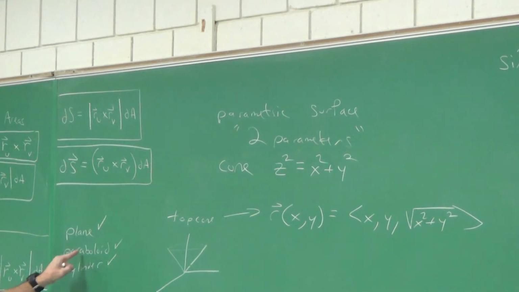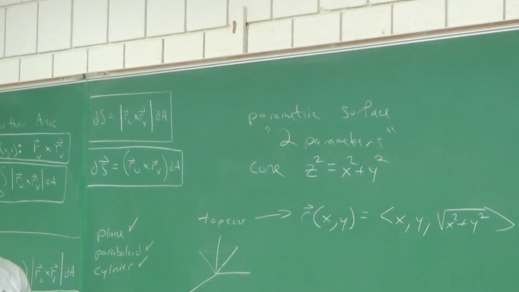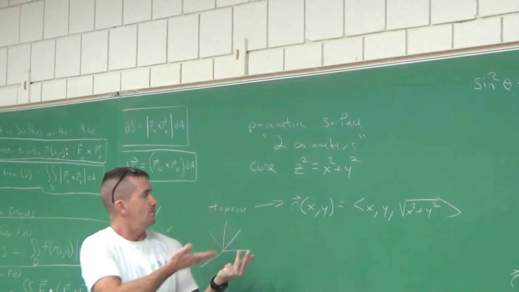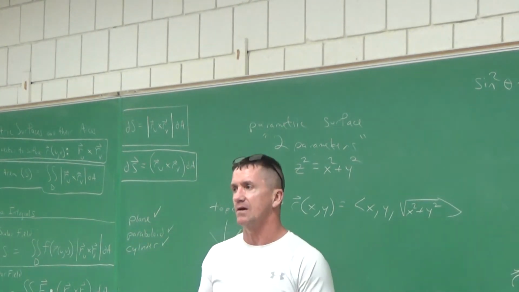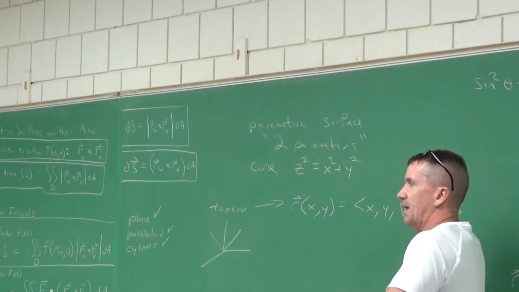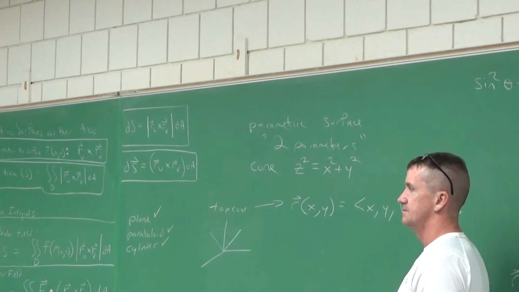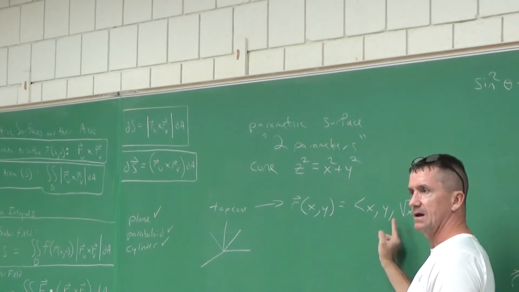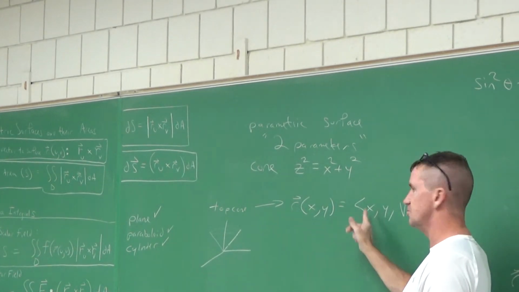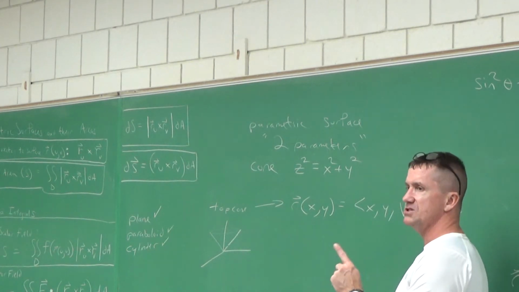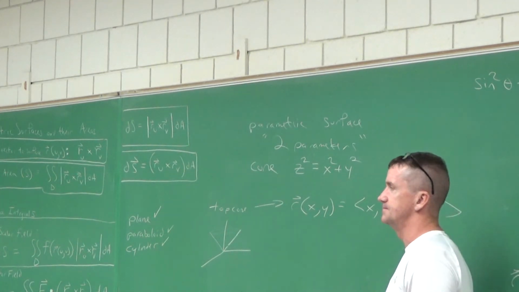For the cylinder I use theta and z or something. That would work. What would be a parametric representation of the bottom cone? I don't have to write it down. Just put a what right there? Negative. Make it negative. That's what you do: x, y, and negative there. But I want you to be able to do a cone another way.